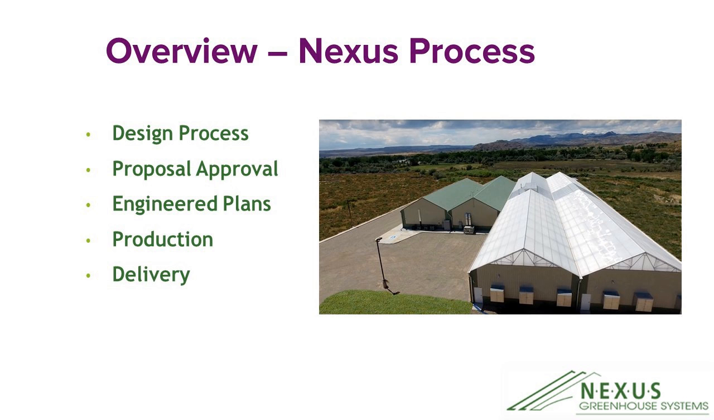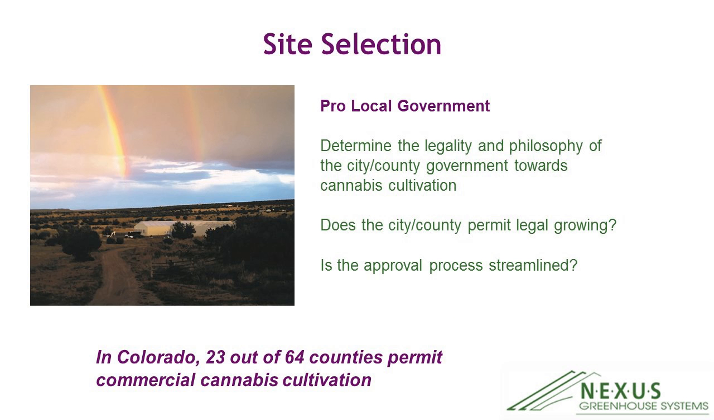Okay, site selection. So there's some things to consider in site selection. One, and this is very important, you want to have a pro-local government. So basically, you want to be in an area where the municipalities want cannabis. There's a lot that are very positive towards cannabis cultivation, and then there's several that don't want that. So basically, does the county permit legal growing? And is the approval process streamlined and easy and completable?